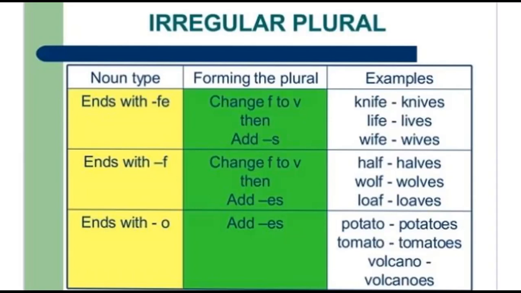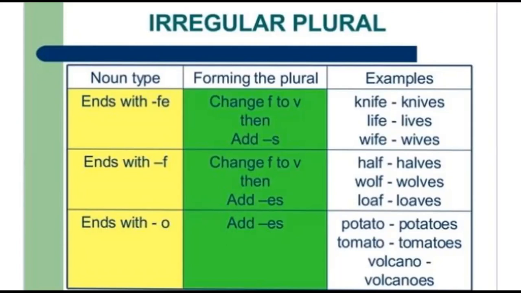Nouns that end with F or FE form their plural with a change. We change F to V, then we add S. The consonant is replaced by a vowel.